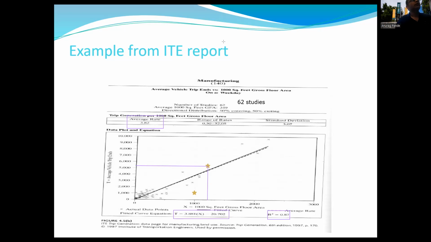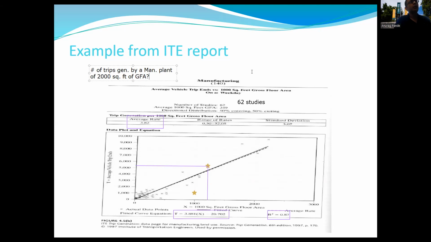So your question here would be: number of trips generated by a manufacturing plant of 2,000 square feet of GFA, which is the gross floor area, right? So how do you solve a problem like this? You solve a problem like this by applying this equation right here.